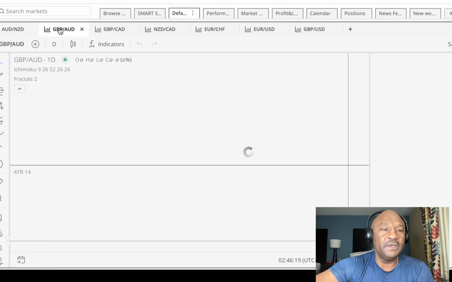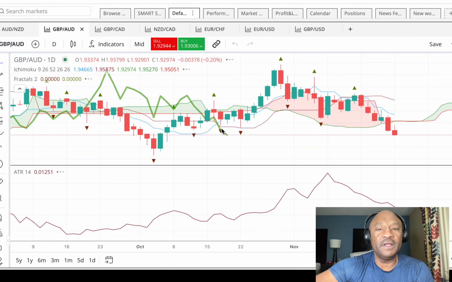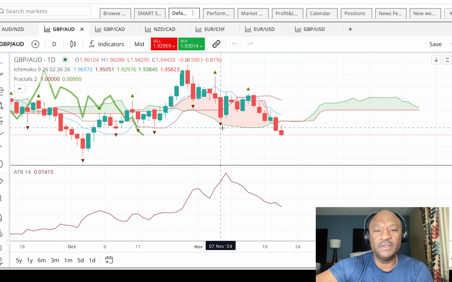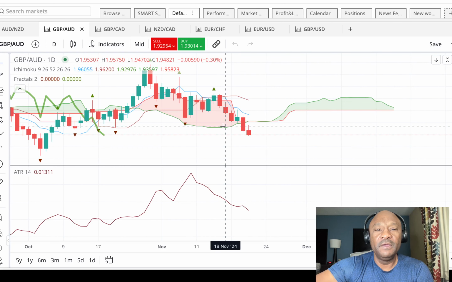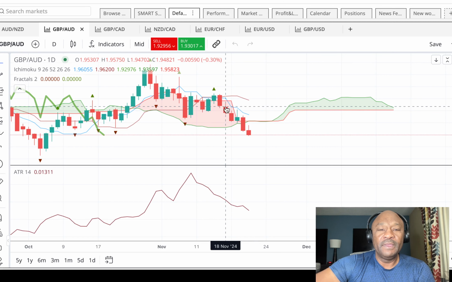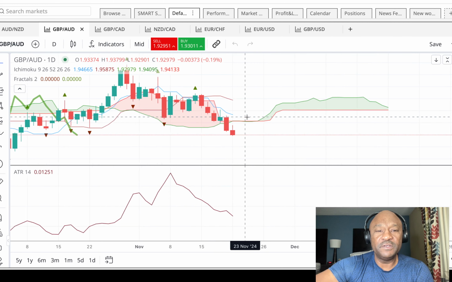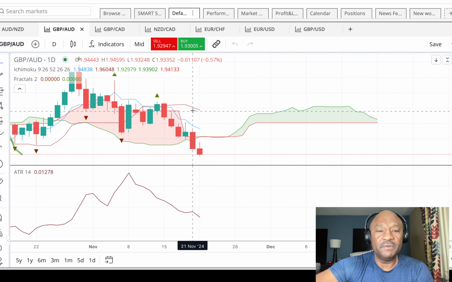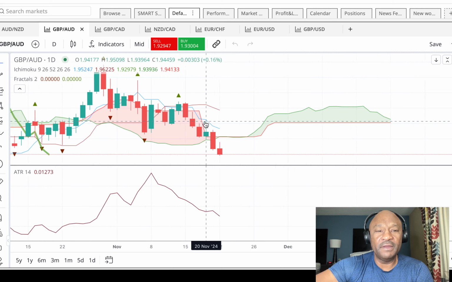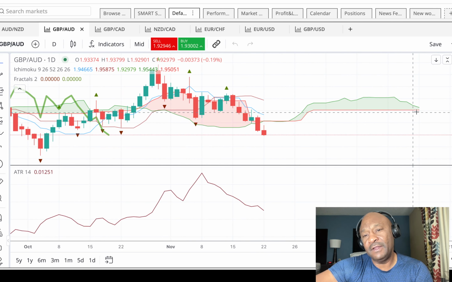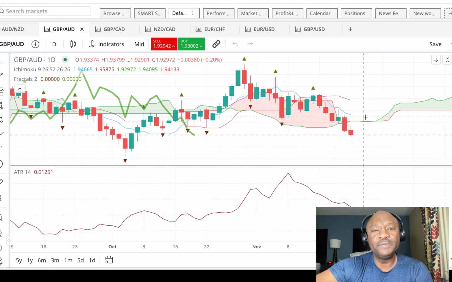Next up is the Great British Pound, Aussie dollar. As you can see, the Aussie dollar is also getting strong against the Great British Pound. It is dropping. Look at that fork, or snake fangs. That is beautiful, ladies and gentlemen. That is what you want right there. You got your blue conversion line pointing downward, red baseline pointing downward. We got the green cloud kissing the downward cloud line, so it's about to form downward.